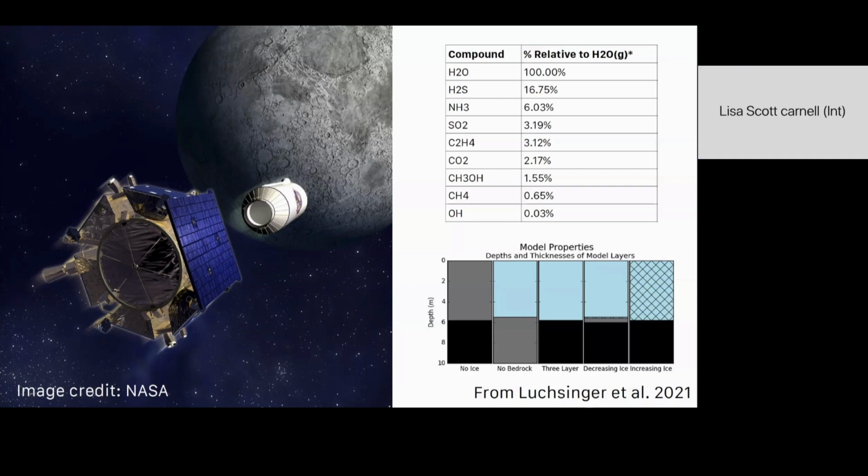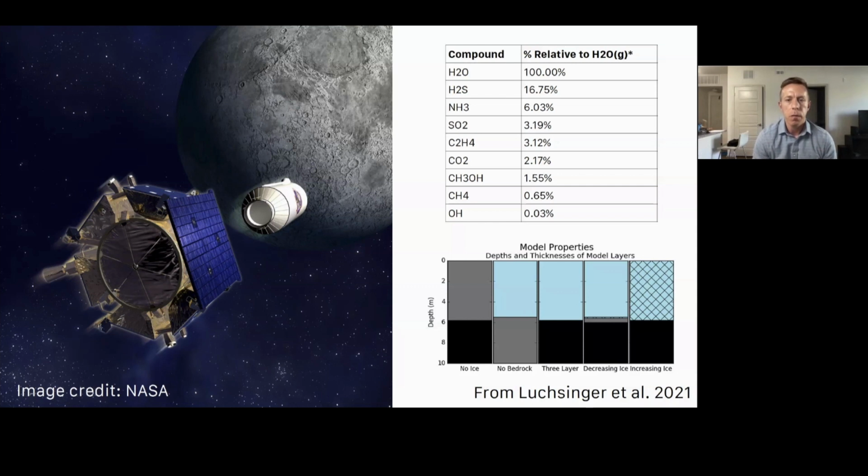And from Tony Colaprete's paper, the canonical value is about 5.5 weight%. That's kind of an average over the depth that was excavated by LCROSS. Of course, there were other volatiles as well as ice, indicated in the table here. Now, some newer analyses have tried to look at how that ice may have been stratified within the subsurface.